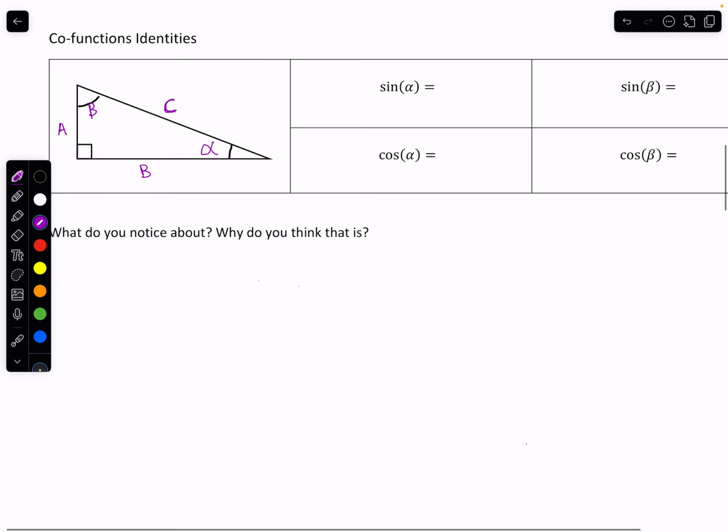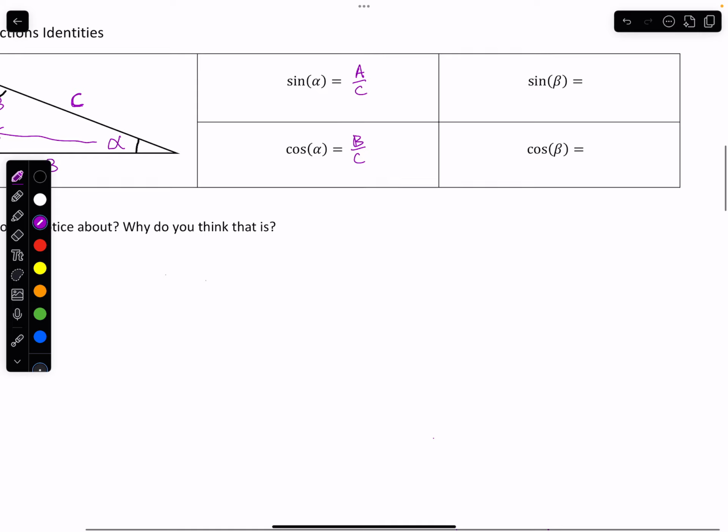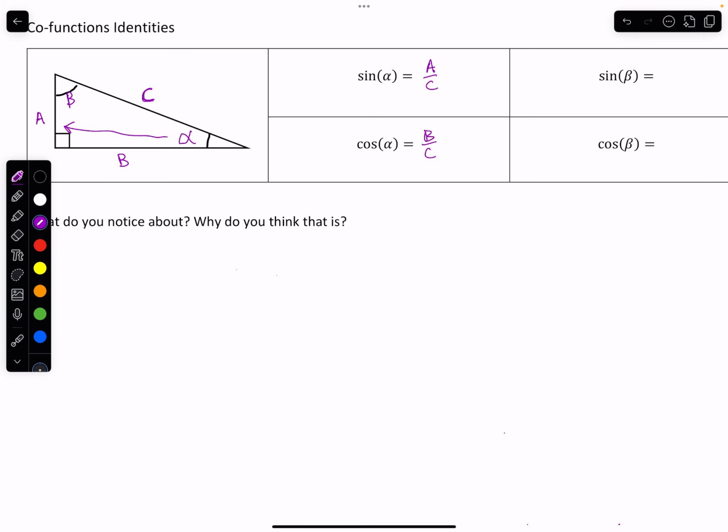Let's write our trig ratios. Sine of alpha is going to be A over C, because opposite of alpha is A and C is the hypotenuse. So now I'm going to do cosine of alpha. So cosine is adjacent B over hypotenuse C. Now let's do sine of beta. So beta is here, sine is opposite, which is B, over hypotenuse, which is C. And then cosine of beta is adjacent, so that's going to be A over hypotenuse, which is C.